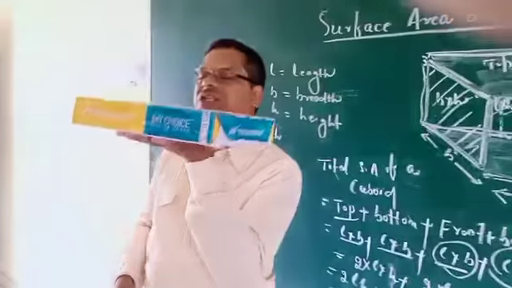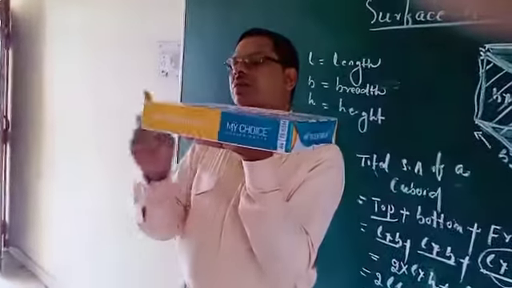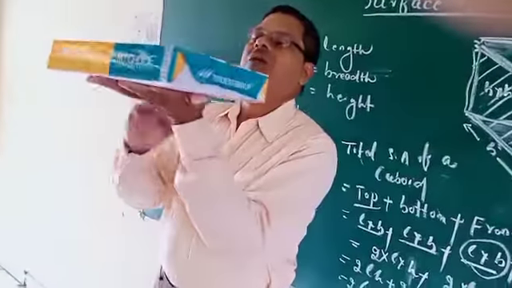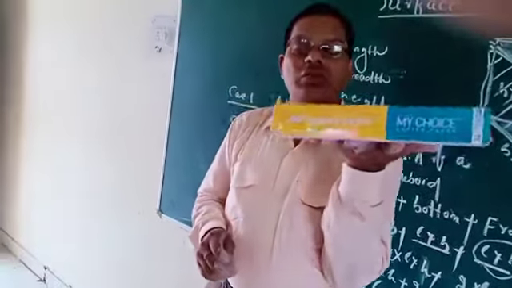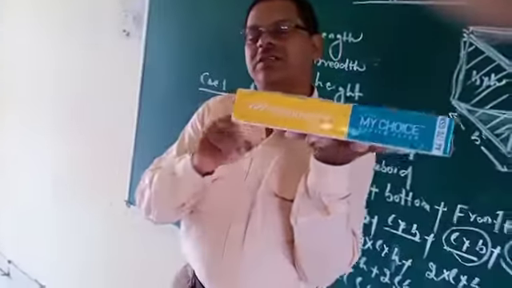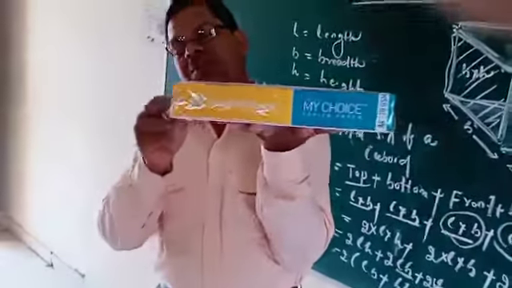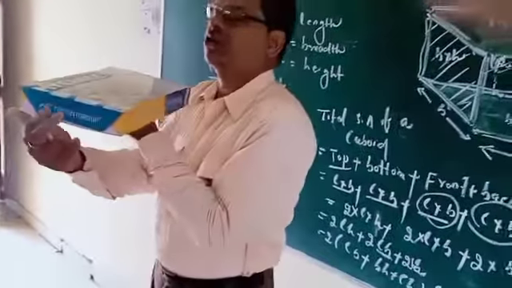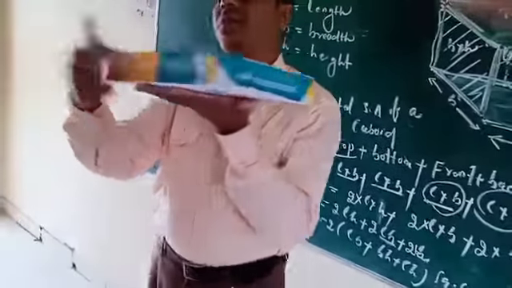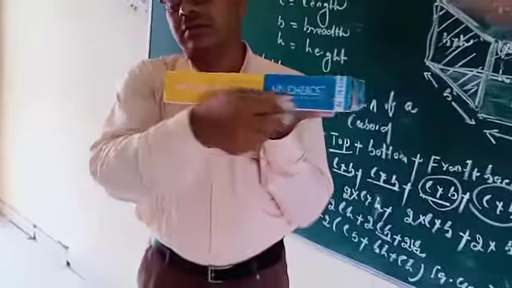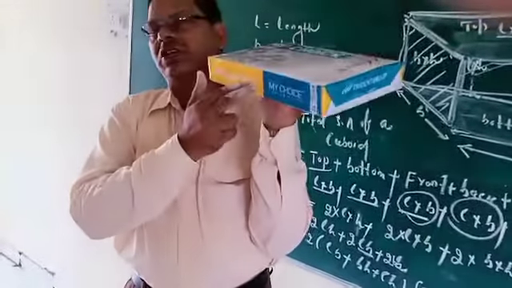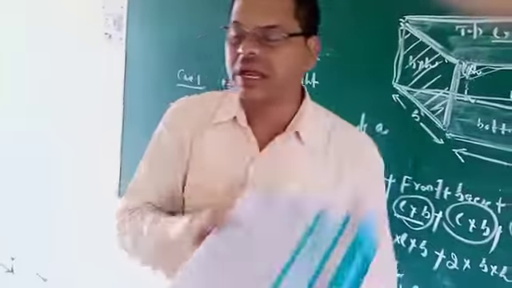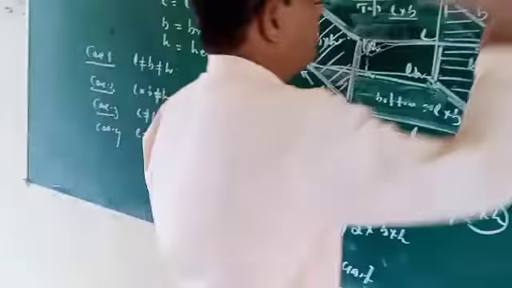Here you see in this case area of 4 sides: 1, 2, 3, 4. Top and bottom you will not take. So what is the area of 4 sides? This one, all of you know, this is B and this is BH. This is also BH. Front is your L, length L, and this is your H, LH, and back side is also LH.